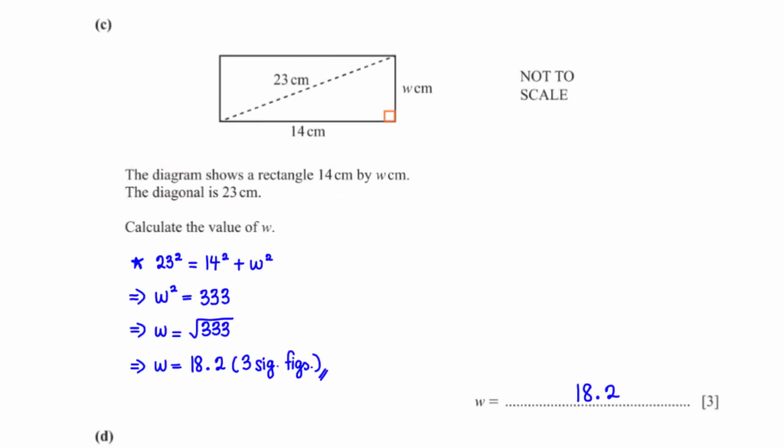The diagram shows a rectangle, 14 cm by W cm. The diagonal is 23 cm. Calculate the value of W. To get W, we apply the Pythagoras theorem. This gives us 23² = 14² + W². When we subtract 14² from both sides, we get W² = 333. When we take the positive square root of both sides, this is what we have, which is equal to 18.2, rounded to 3 significant figures.